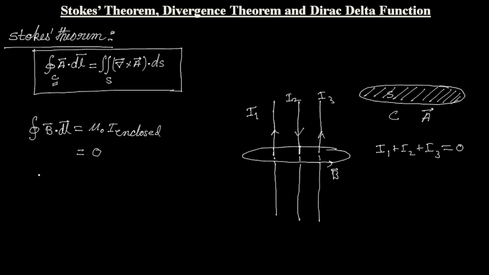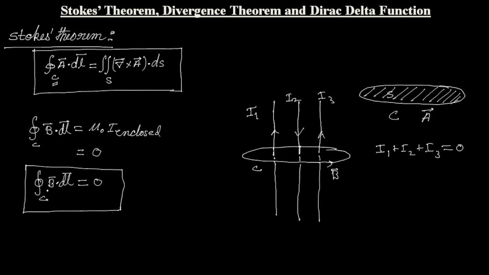Now, simply looking at this result, B dot dl along this closed loop C, if we get 0, what can we guess about the magnetic field? How can we explain this result? We can say that the magnetic field over this loop is everywhere 0, that's why we are getting 0. That could be one guess. Another guess is that everywhere the magnetic field is perpendicular to the length of this loop, that's why it is 0.